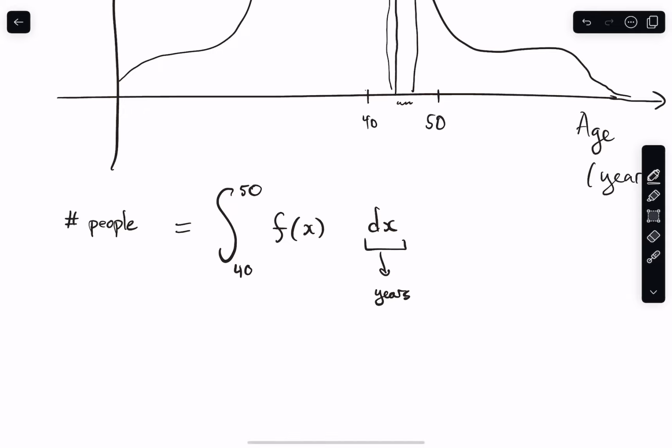And the units in the end have to be number of people. So we can conclude the units of this f of x must be number of people per year. That makes all the units work out.